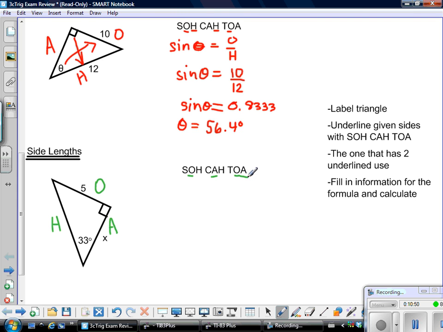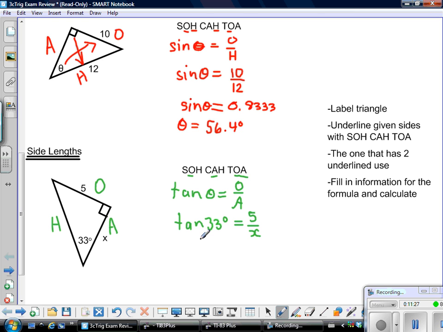And when I do that, you can see the two that are underlined this time are TOA, so it's the tan. So that tells me that is my mini formula that I'm going to use. So I have tan of theta equals opposite over adjacent. Okay, that's where we get the OA from. And now we're going to substitute our information in. So we have tan, this time we know theta is 33 degrees, equals opposite, which is 5, over adjacent, which is x. Now remember, tan of 33 is actually a number.